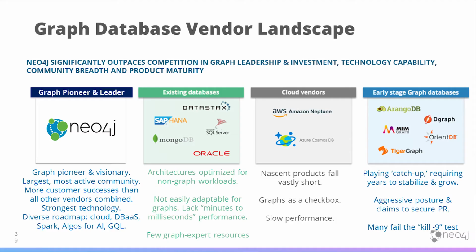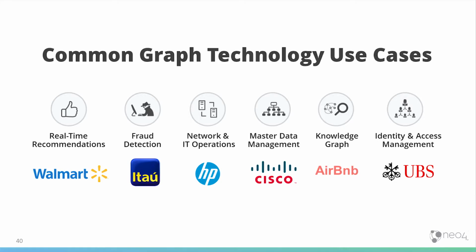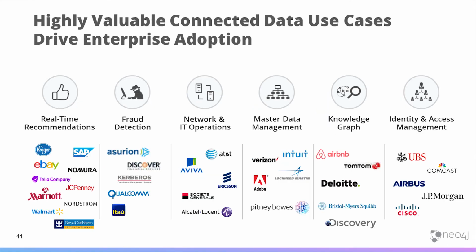I'm going to wind down right now. Very, very happy to discuss who else is out there in the market, how do we see them, that kind of thing. But really, what I want to end up getting to is our common sets of use cases here. Who's using them? Use cases like real-time recommendations, fraud detection, IT operations, master data management. You can see how graphy all of these things are. They really, really are. And then you can see my list of core customers who are doing this kind of activity.